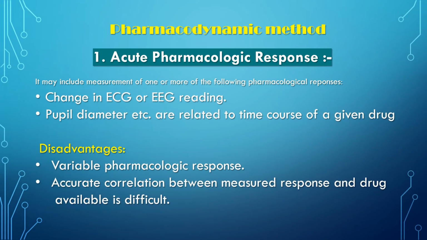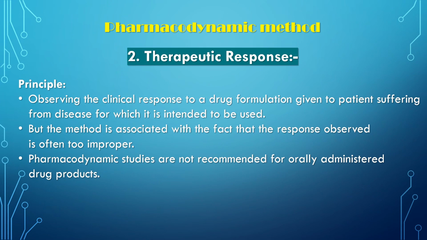Second, pharmacodynamic method. First, acute pharmacological response. It may include the measurement of one or more of the following pharmacological responses: change in ECG or EEG reading, pupil diameter, etc., which are related to the time course of the given drug. Disadvantages: first, variable pharmacological responses. Second, accurate correlation between the measured response and the drug available is difficult. Therapeutic response. Principle: observing the clinical response to the drug formulation given to patients suffering from the disease for which it is intended to be used, but the method is associated with the fact that the response observed is often too imprecise. Pharmacodynamic studies are not recommended for oral administration of the drug product.